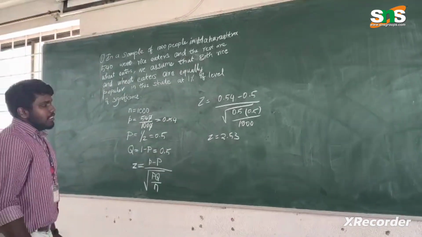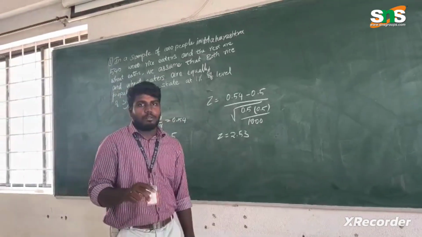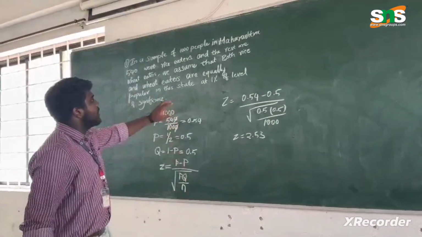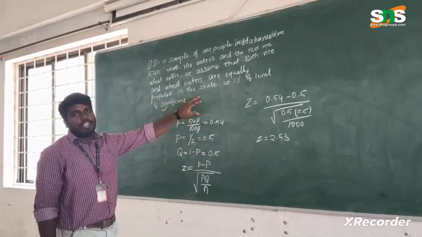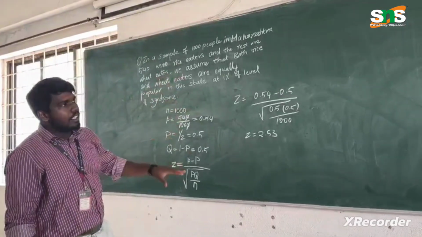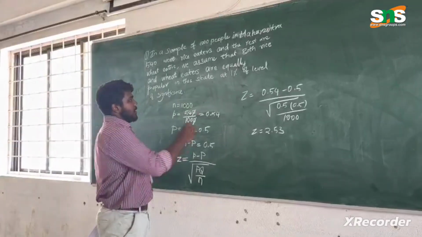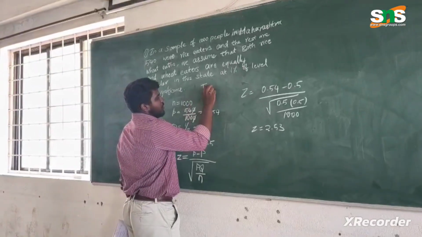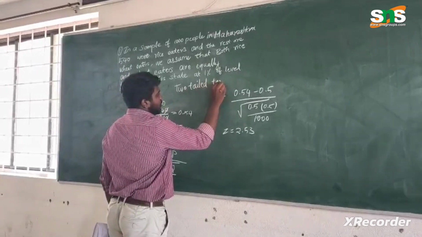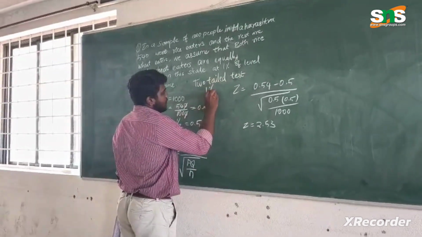Now we have to get z alpha, which we will take from the probability table. To identify that, we have to know which kind of test it is, one tail or two tail. Here we have a comparison between rice eaters and wheat eaters. Whenever there is a comparison, it will be two tail. So our sum is a two tail test at the significance level of 1%.